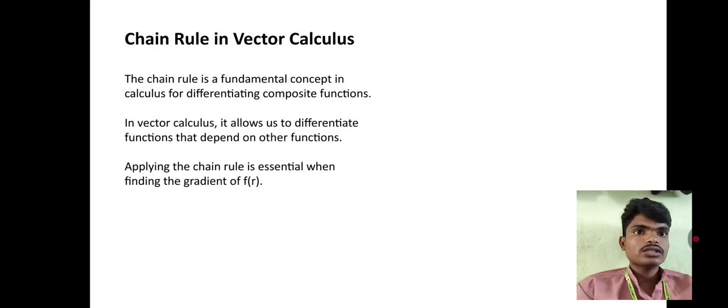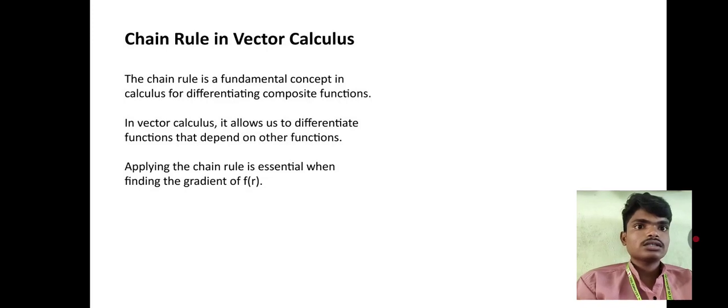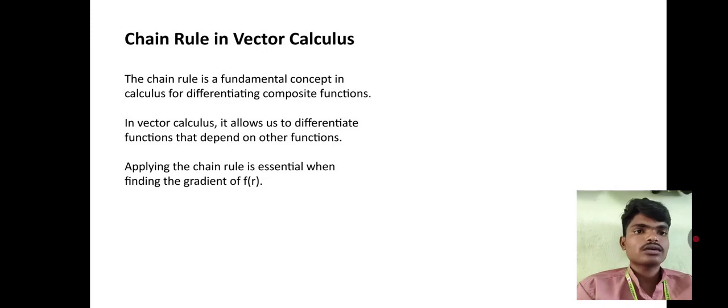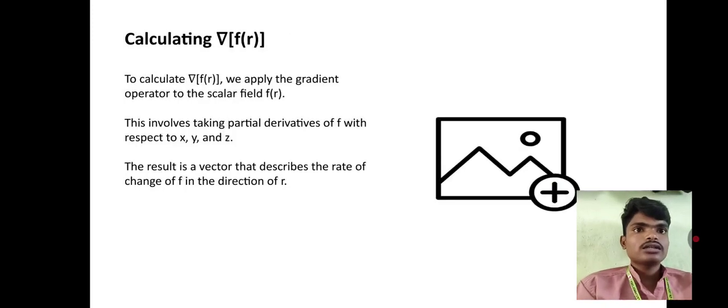The chain rule is a fundamental concept in calculus for differentiating composite functions. In vector calculus, it is often used to differentiate functions that depend on other functions. Applying the chain rule is essential when finding the gradient of f(r). Calculating the del of f of r.